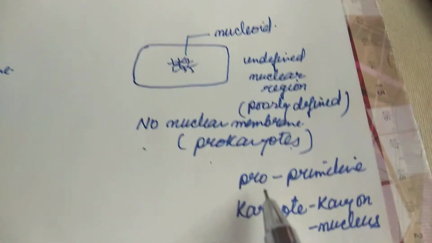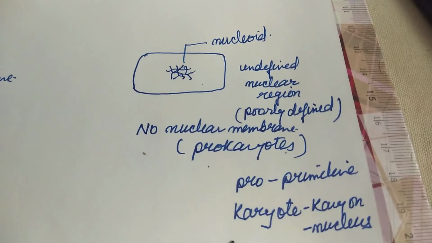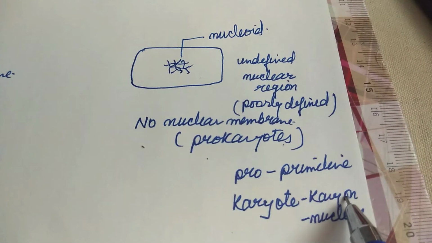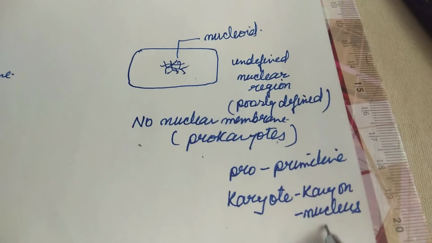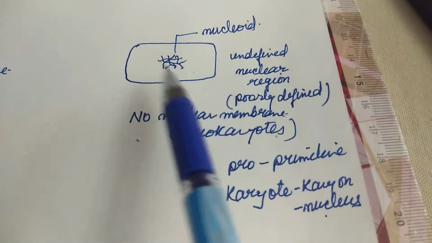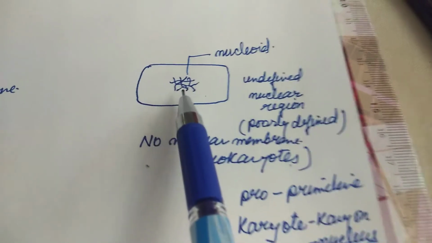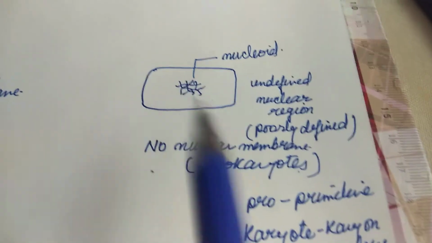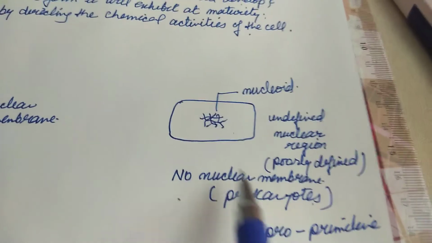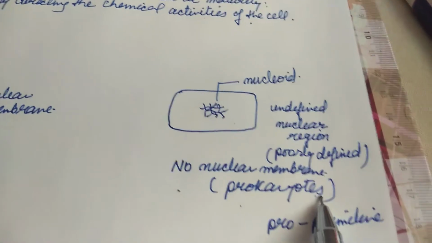Right? Pro means primitive, and karyote derives from the word karyon, which means nucleus. So it's a primitive nucleus. This type of structure or cell we will see in bacteria, where there is no nuclear membrane. So bacteria are basically prokaryotes.